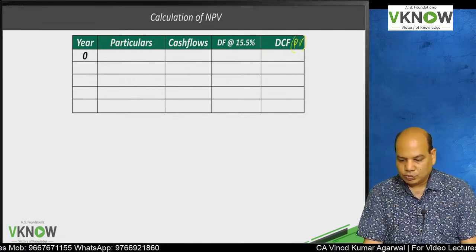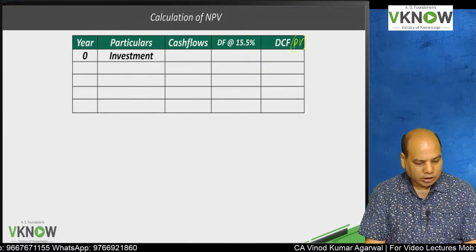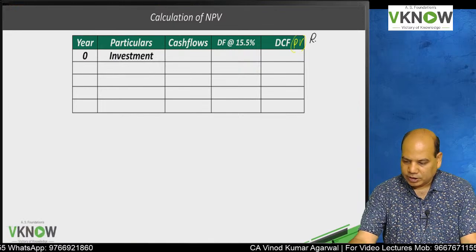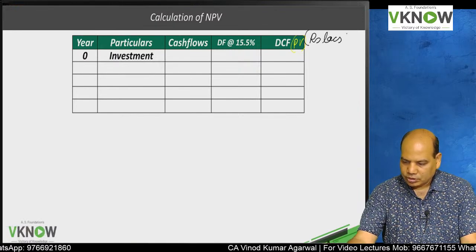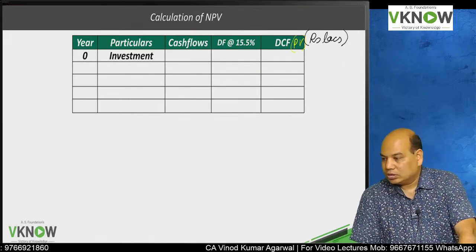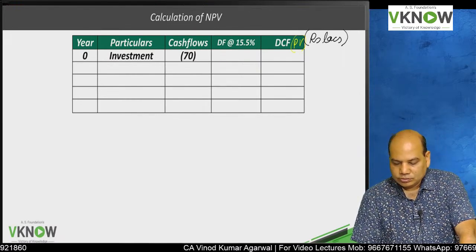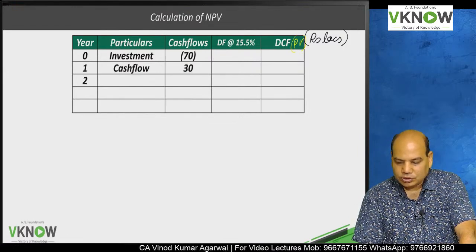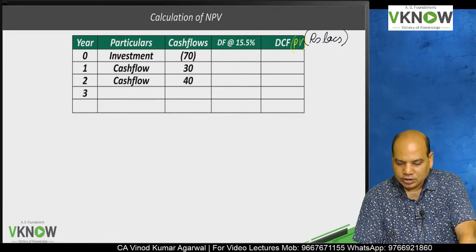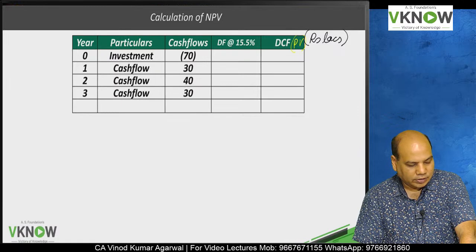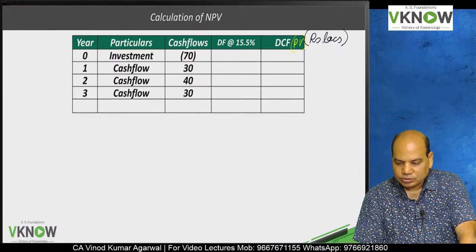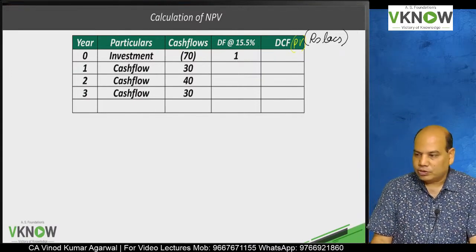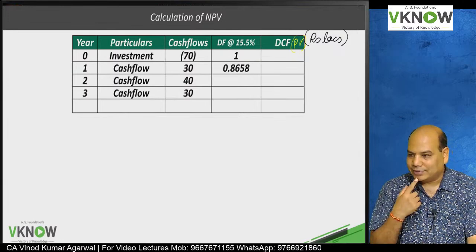DCF or present value, rupees in lakhs. Write down rupees in lakhs at the top right hand corner. Year 0, investment 70, 1 cash flow 30, 2 cash flow 40, 3 cash flow 30 given. These are already nominal cash flow, so I just need to apply the discounting factor. Nominal cash flow will be discounted using nominal discount rate.